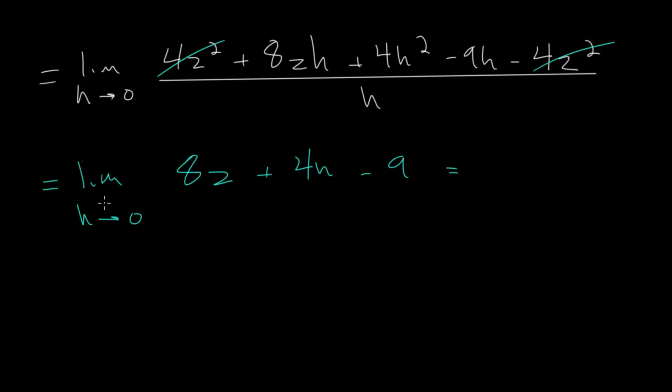And lastly, we can actually take the limit as h goes to 0. Essentially, this term here will approach 0. So the derivative would be 8z minus 9. And we found that derivative using the definition.